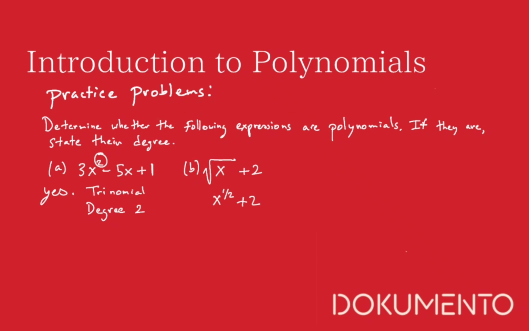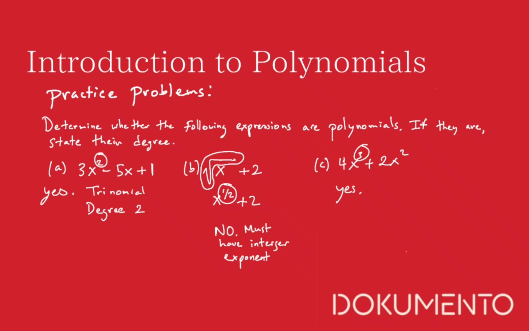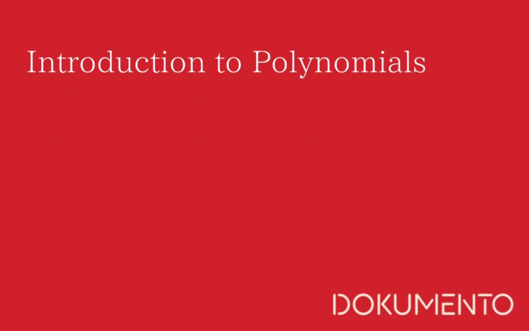Let's say, for example, we had the square root of x plus 2. The x is raised to a power of 1/2. So no, because our polynomials must have integer exponents, B is therefore not a polynomial. Let's see for part C, if we had 4x cubed plus 2x squared. Yes, this is a polynomial because we have a degree of 3, all non-negative integer exponents, and it's actually a binomial because it has 2 terms.